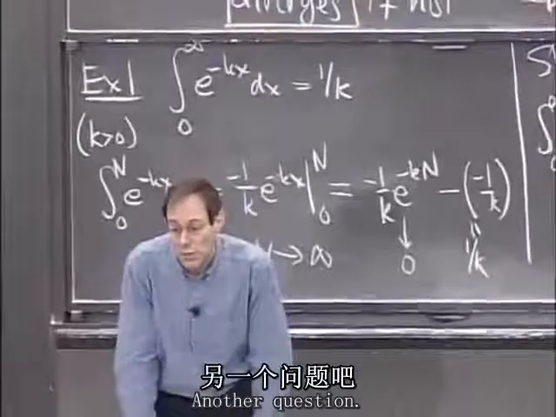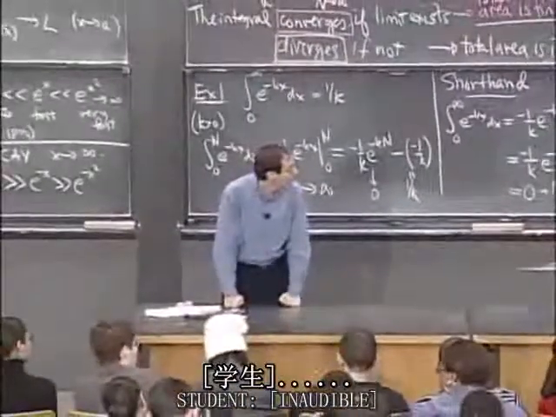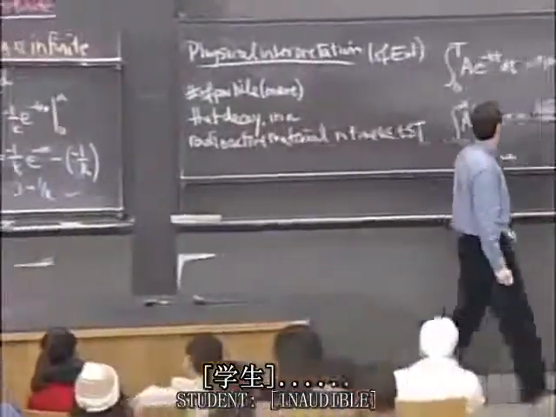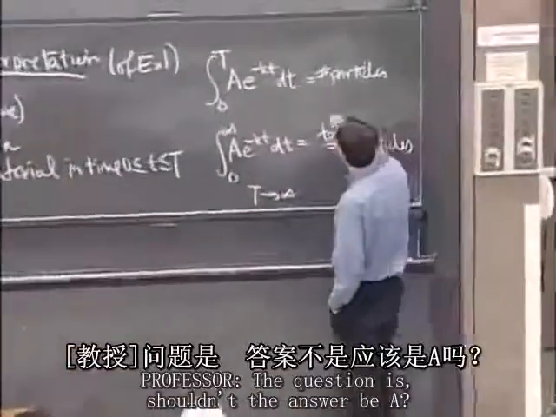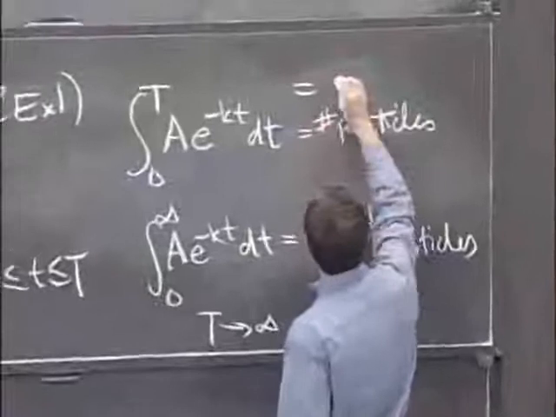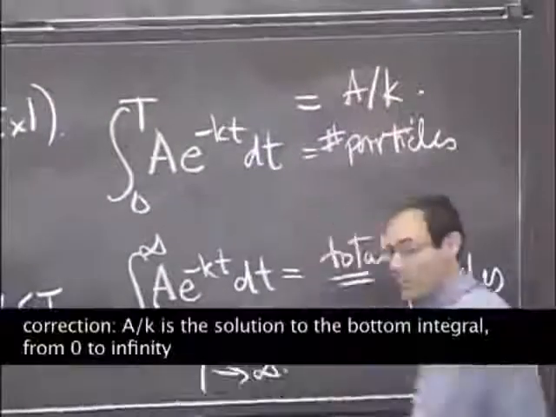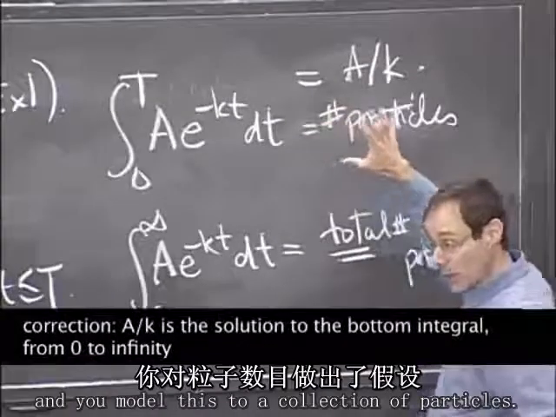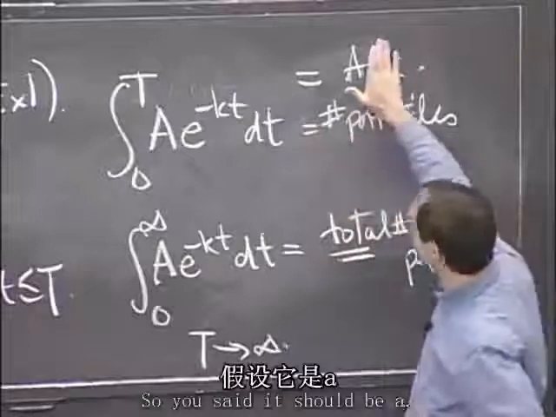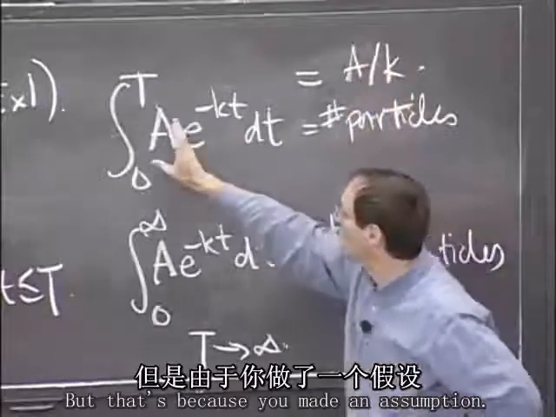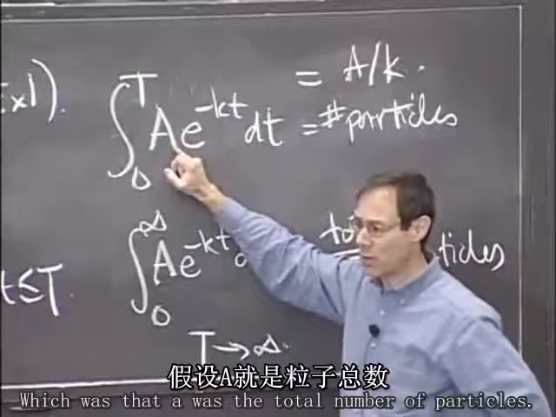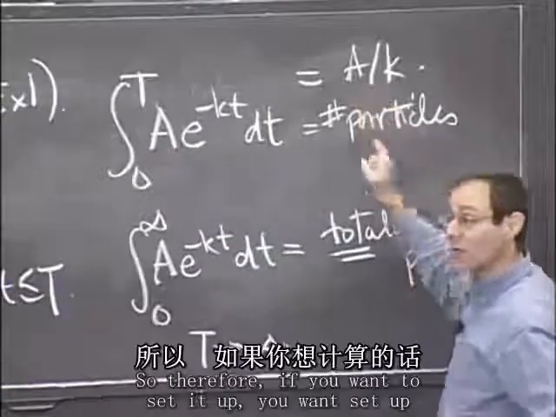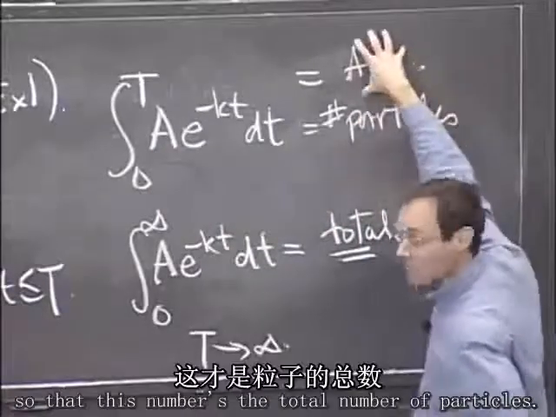Another question. Shouldn't the answer to that not involve k? Shouldn't it just be a, because the initial number of particles would be a, right? The question is, shouldn't the answer be a? Well, the answer turns out to be a divided by k. Which means that when you set up your arithmetic and you model this as a collection of particles, you said it should be a, but that's because you made an assumption, which was that a was the total number of particles. But that's just false, right? This is the total number of particles, so if you want to set it up, you want to set it up so that this number is the total number of particles.